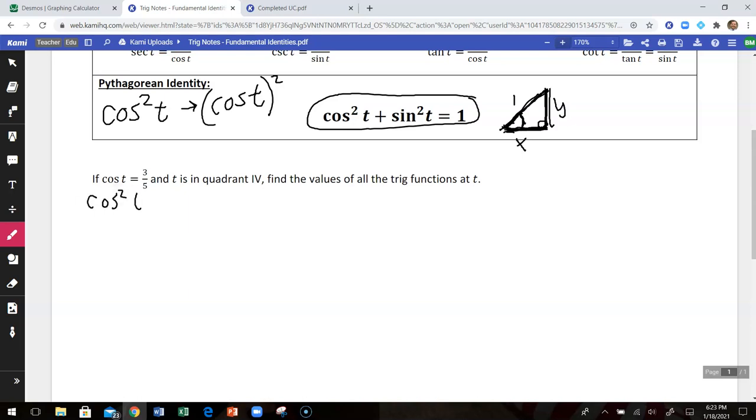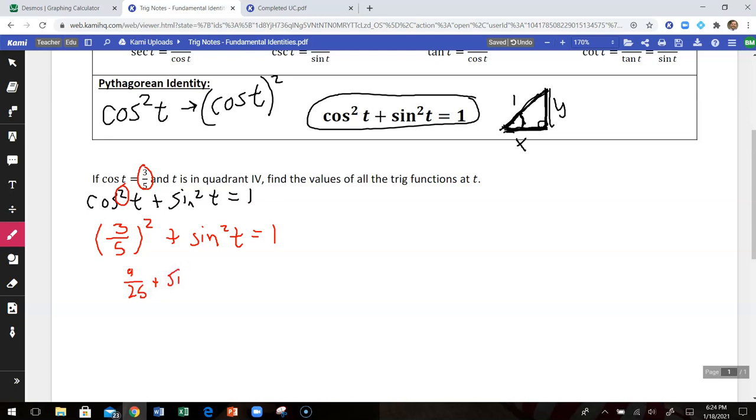Cosine squared of t plus sine squared of t is equal to 1. Now, if I know that the cosine of t is 3/5, that means this cosine is going to be replaced with 3/5. So 3/5 squared, right? I'm squaring cosine. So 3/5 squared plus sine squared of t is equal to 1. And at this point I should be able to solve for sine. So 3/5 squared would be 9/25. 9/25 plus sine squared of t is equal to 1.